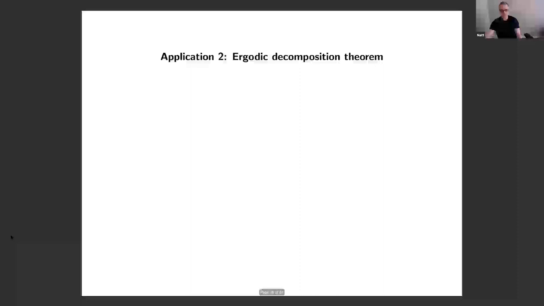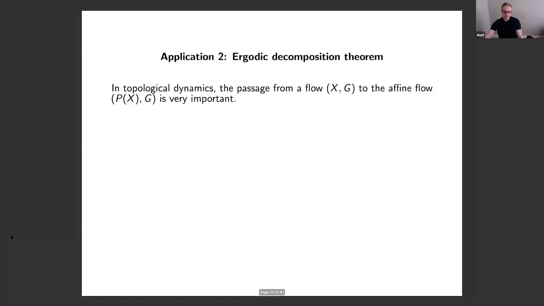The second application I want to talk about is the ergodic decomposition theorem. So in topological dynamics, when you have a flow, and what I mean by a flow is I have a compact Hausdorff space X, and I have a group G that acts on X via homeomorphisms. So in other words, there's a group homomorphism into the homeomorphism group of X.